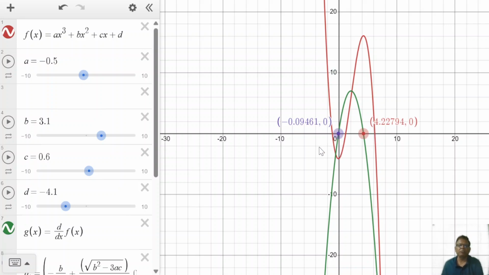So for a cubic equation to have three roots, we must have maxima and minima of opposite sign. If the maxima and minima have the same sign, then there will be only one root. And sometimes there is no maxima and minima, and at that time also it will have only one root. So what have we learnt?